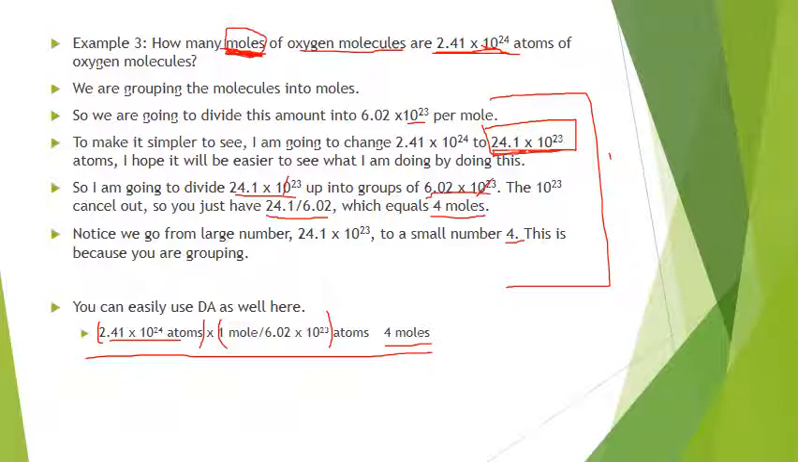A lot of teachers wouldn't even talk about the concept. They would say take 2.41 times 10 to the 24th atoms, multiply it by the conversion factor, the atoms cancel out, and you end up with moles. They wouldn't tell you how it makes sense. What you're doing here is dividing it up in groups of 6.02 times 10 to the 23rd and ending up with 4 moles.